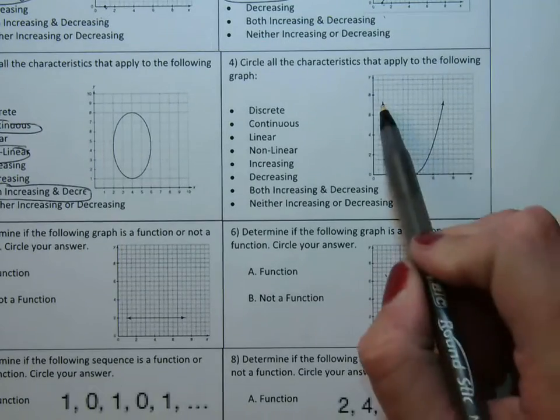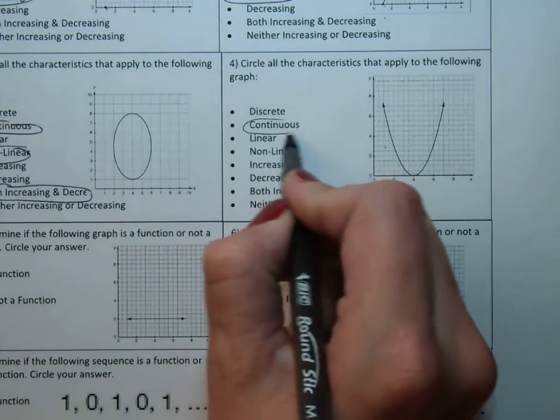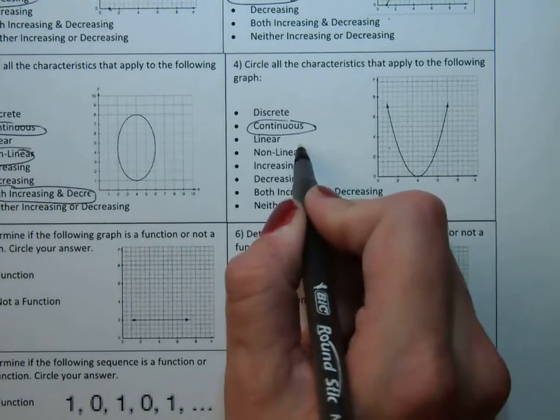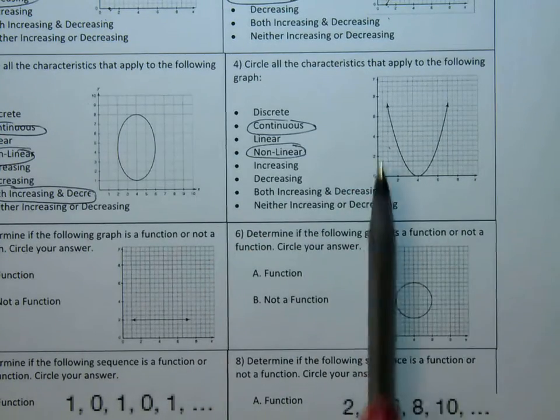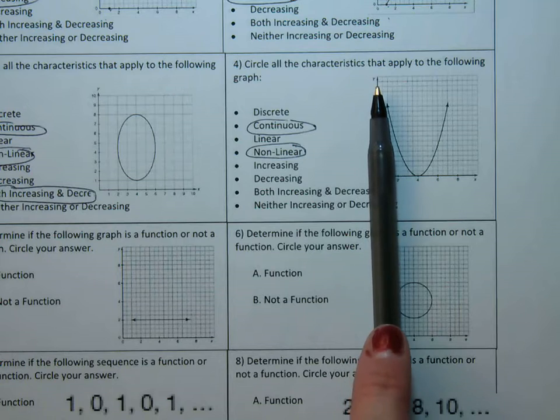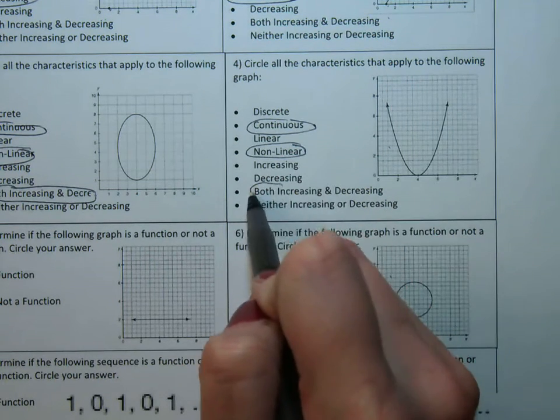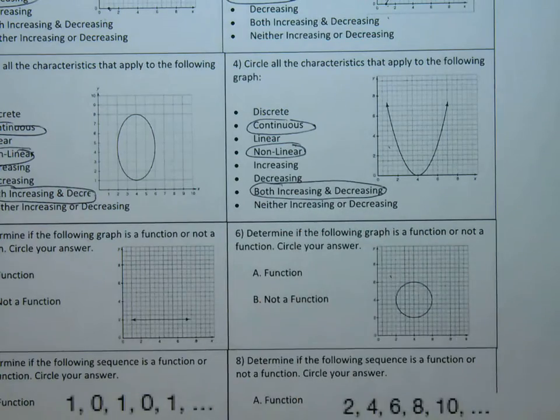On number 4, we have a U-shape, and there's a line, so it'll be continuous. Again, it's a U-shape, so it's going to be non-linear. And as I go from left to right, the graph starts to go down, and then it starts to go up, so it's going to be both increasing and decreasing.